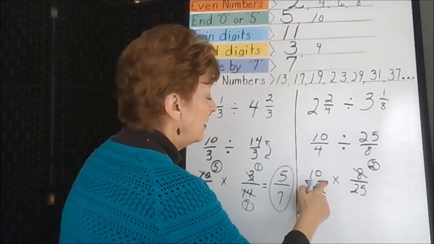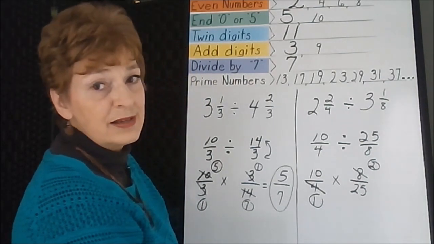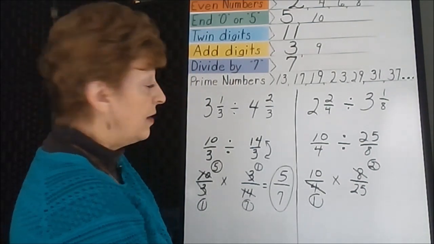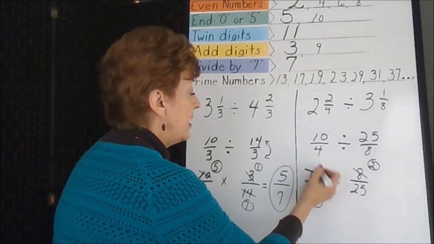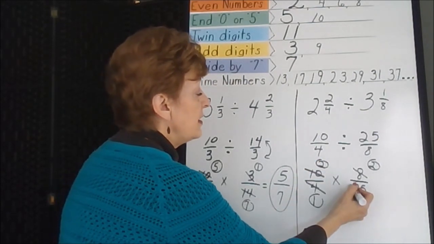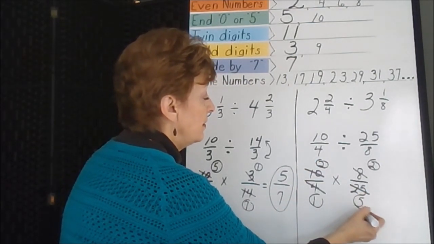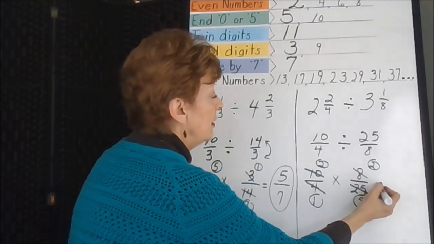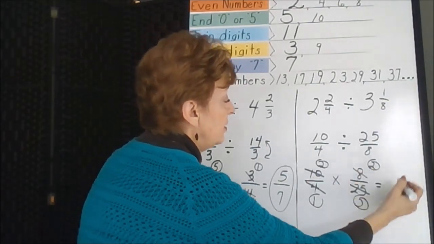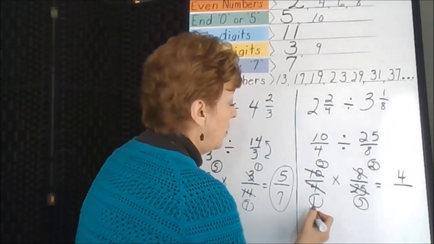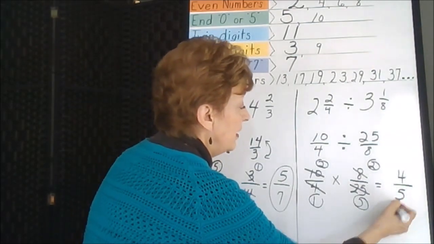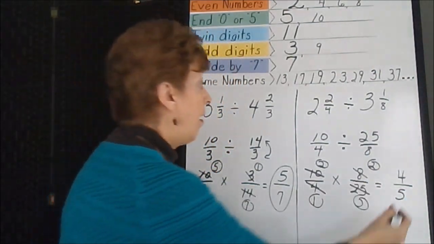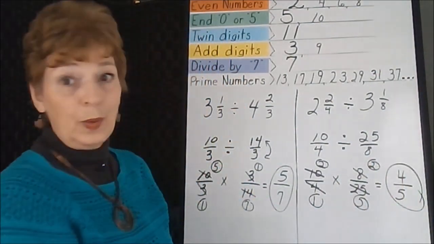On this diagonal, good. Both of them end in a 0 or a 5, so we can use 5. 5 divides into 10 twice. 5 divides into 25 5 times. That helps a lot. 2 times 2 is 4. 1 times 5 is 5. It's in counting order. We are done.